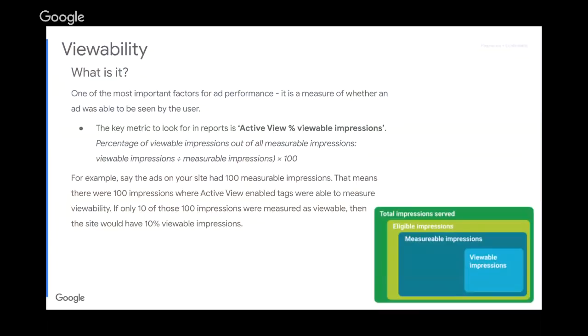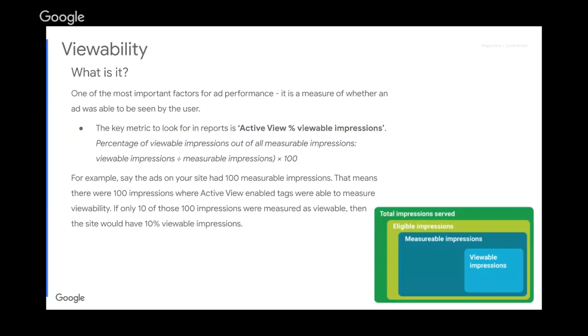Viewability. This is actually one of the most important factors for ad performance. It is a measure of whether an ad was able to be seen by the user after it was displayed on the page. The key metric to look for in your reports is active view percentage viewable impressions. This is the percentage of viewable impressions out of all of the measurable impressions. So you can see the math there is viewable impressions divided by measurable impressions times 100.